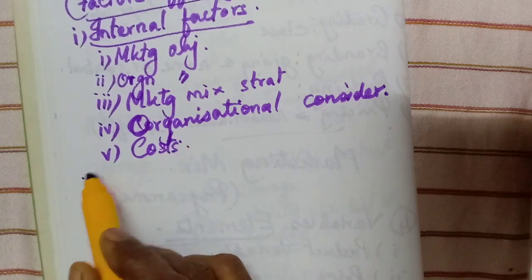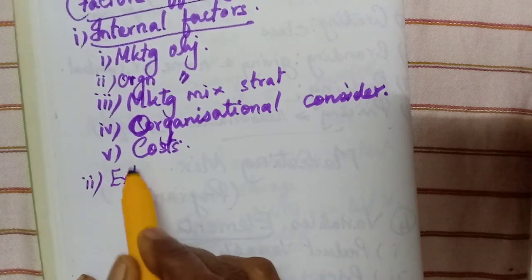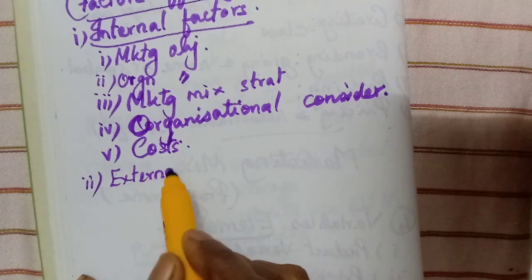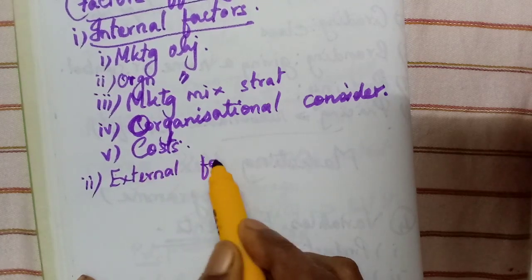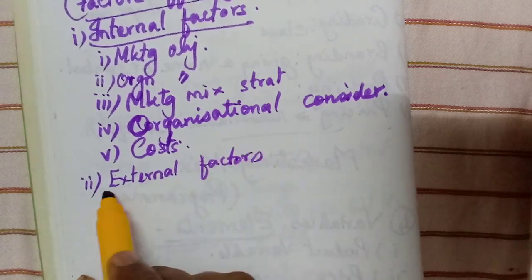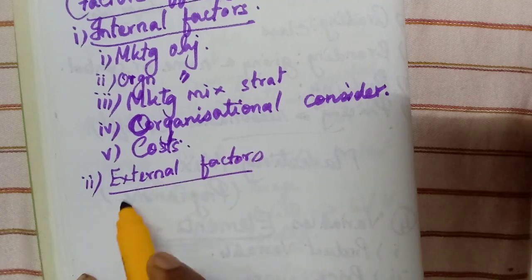Now we will learn the external factors. The factors that affect from outside the organization. Okay, they are the external factors. What are the external factors? The market and the demand.